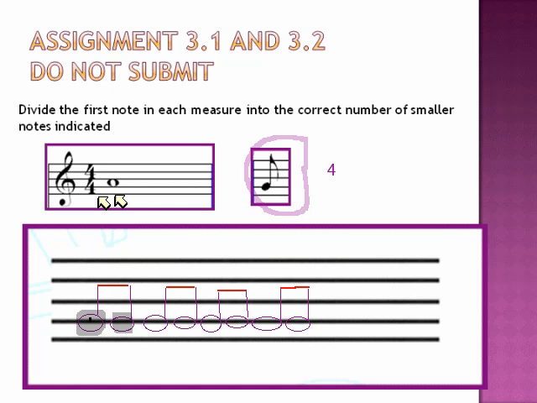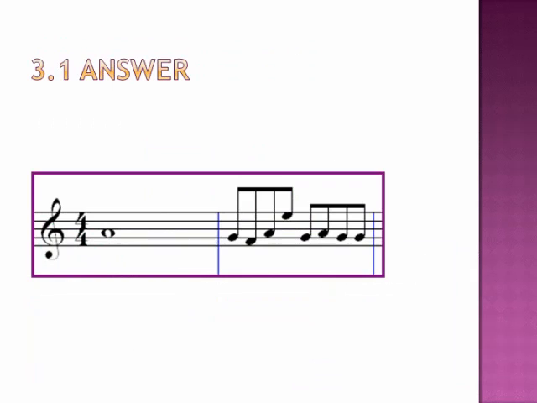Okay, so if I have an eighth note equaling a half of a beat, and again, those should be all filled in, but actually you can tell by the beam that it's an eighth note. An eighth note's a half of a beat. A half and a half is 1 beat. A half and a half added to it's 2 beats. A half and a half, 3 beats. A half and a half, 4 beats. So if I divide the first note into the correct number of smaller notes indicated, I would be dividing it into 8 eighth notes. That's what that assignment does.